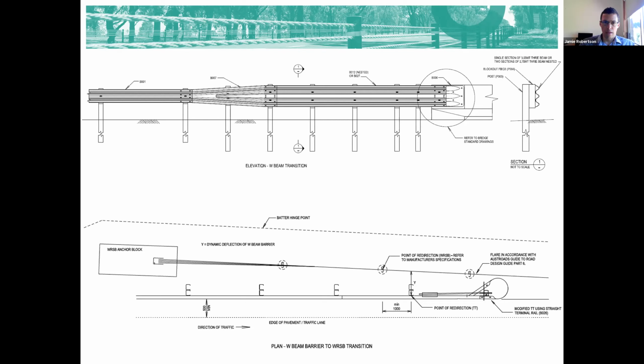So wherever we're directly transitioning from one system to another, we need to be mindful of the potential for a vehicle to pocket. If we have a more flexible system transitioning into a rigid system, if they impact the semi-rigid system, they might then snag against a point here where the system becomes rigid. So at structures, we do that by transitioning over a short length to a thri-beam system, which has an in-between rigidity.